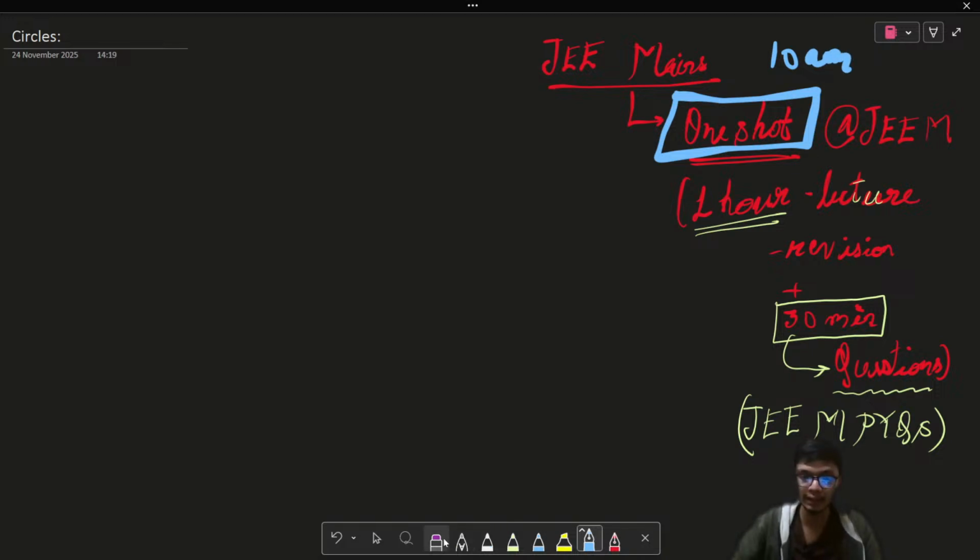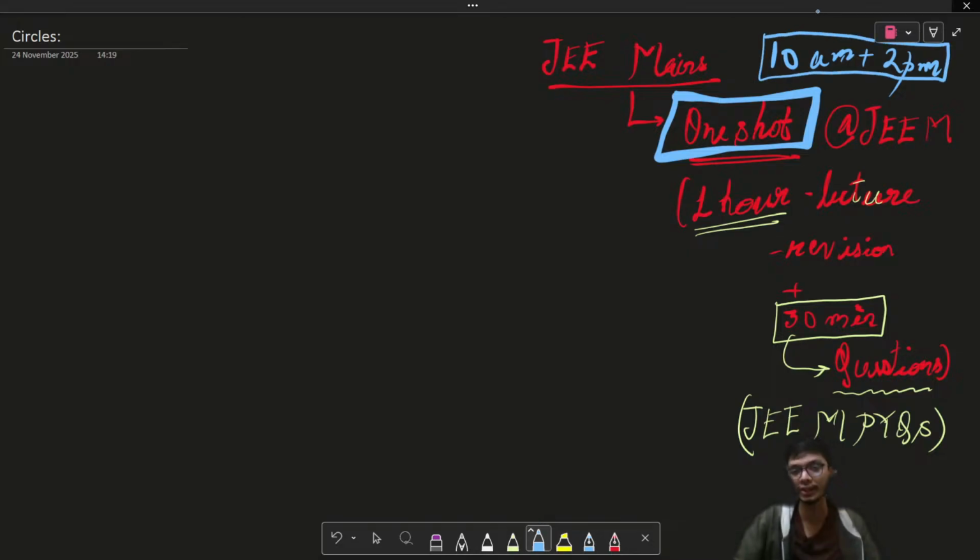The class timings would be in the morning at 10 a.m. I'm not committing to it, but yes, it's definitely going to be in the morning at 10 a.m., and maybe you can also have evening classes at 2 p.m. This is going to be the timing in general. However, if I feel that sometimes we have to be quick with the syllabus, then maybe I can take a 9 p.m. class as well, right? Depending upon the flexibility of the timings, we can definitely have classes. This is all we're going to do in our upcoming month.